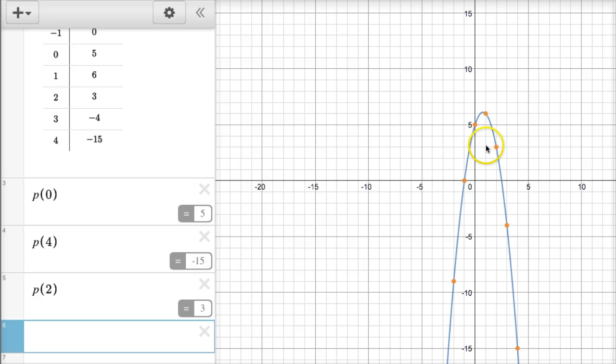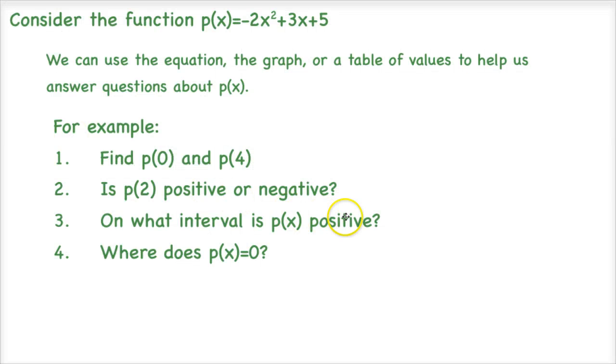Then it wants to know on what interval P of x is positive. Another way you might see that written is: on what interval is P of x greater than 0?